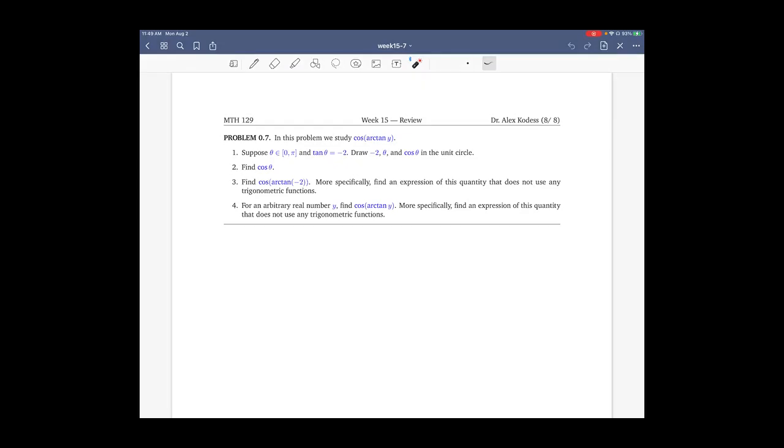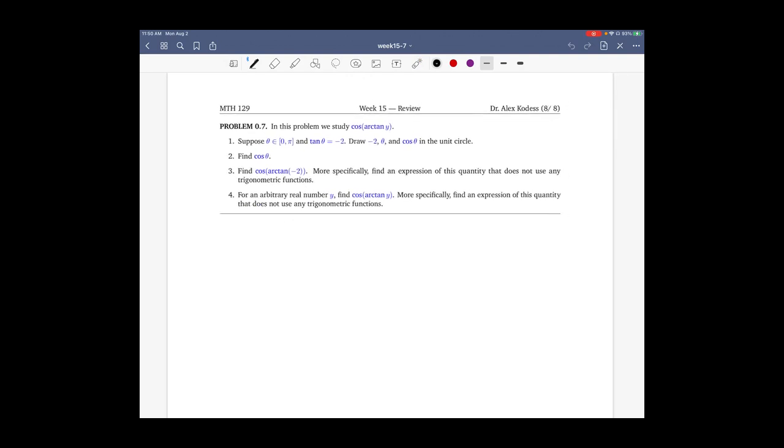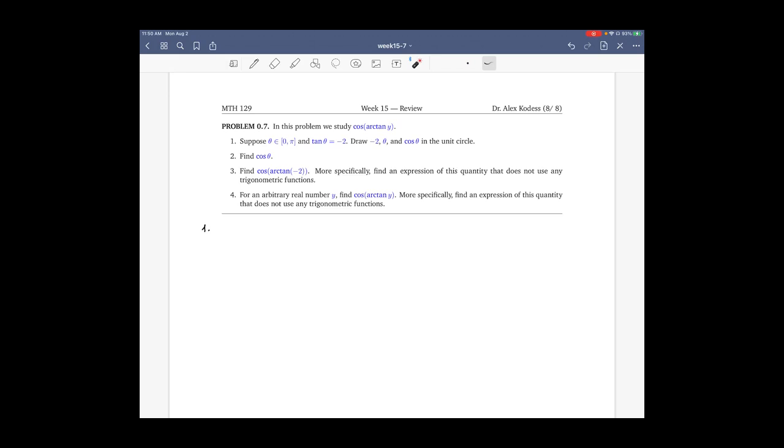In this problem, again, we study a relationship between a direct trigonometric function cosine and an inverse trigonometric function arctangent. There are 4 parts in this problem in which we need to work with these two functions. For example, in the first problem, we're given that theta is some angle between 0 and pi, and the tangent theta equals -2. We need to draw these elements, -2, theta, and cosine theta, in the unit circle.